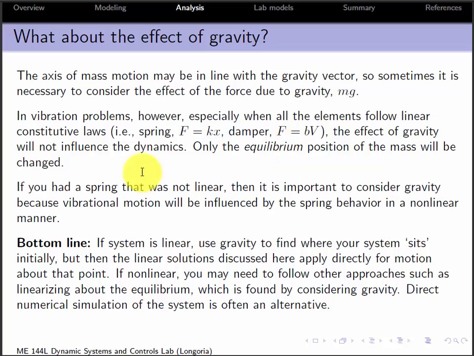All right. So bottom line is, if the system's linear, use gravity to find where the system sits, so to speak, what the equilibrium is, and then all these linear relations hold about that point. Again, if you're not linear, then you need to follow other approaches, maybe use simulation as an alternative.